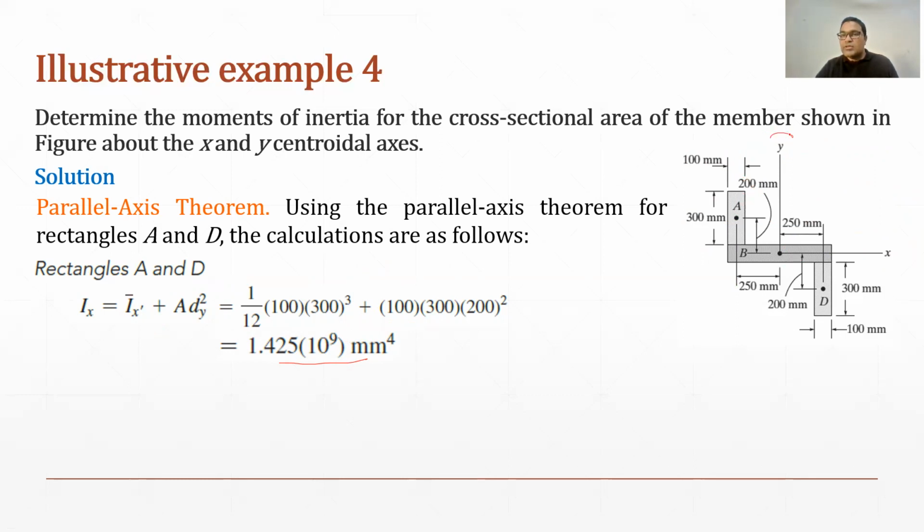This time the common y-axis for the whole area will be this one. We have to find the moment of inertia about this one, using the parallel axis theorem, with the axis of rectangle A passing through its individual centroid being this one. In this case, the distance between these two axes will be dy, and dy here is 250. Yes, the value is given here.